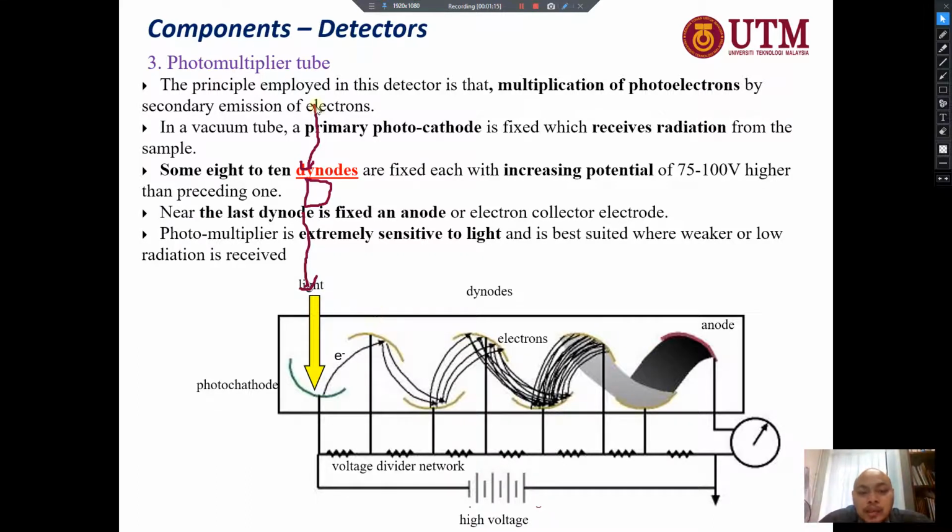So again, the light will somehow reach the sample, and then the emitted radiation will go to the photocathode. Here, it will produce the electron. Okay, so what happened after that? We have several diodes, maybe 8 to 10 diodes. The diodes are also a kind of photocathode.